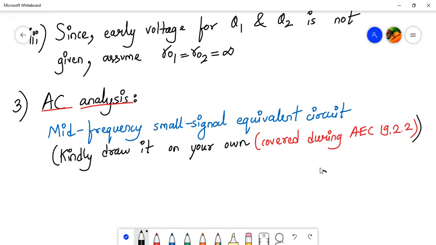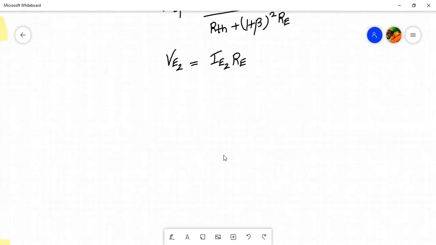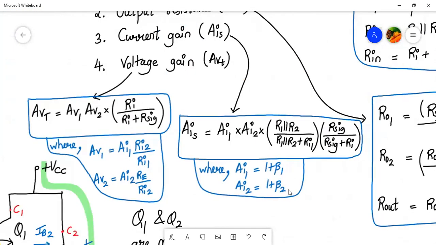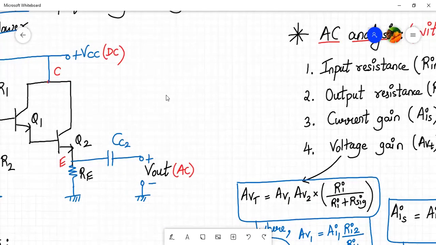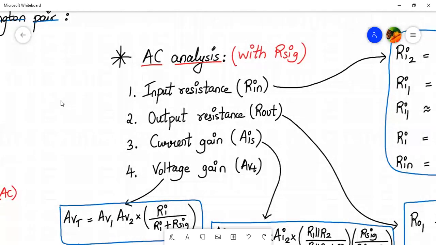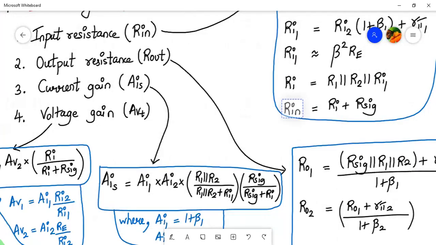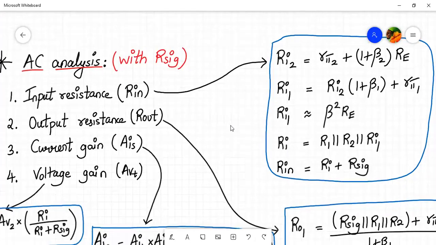Now let me show it to you for your reference. Let me revisit 19.2.2. So here it is. The AC analysis part I have written over here for your reference. Here I have not shown the mid frequency small signal equivalent circuit. Please refer to lecture number 19.2.2 for it. Here we have written all the formulas for the input resistance so that we don't have to do this again. But in case you have forgotten any formula, you can derive it very easily.